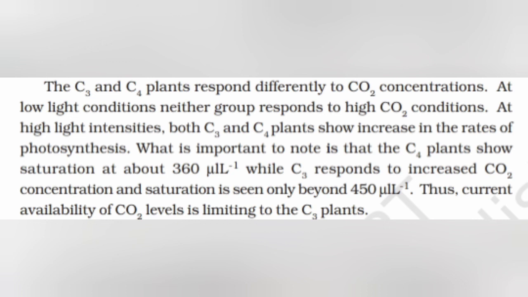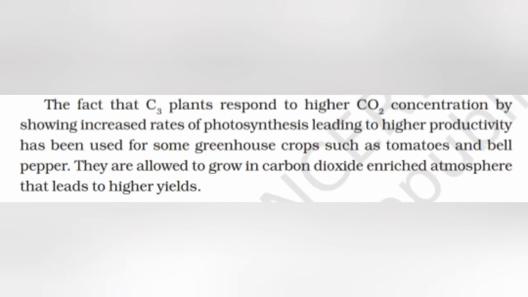What is important to notice, C4 shows saturation at about 360 microliter per liter, while C3 responds to increased concentration and saturation is seen only beyond 450 microliter per liter. Thus, current availability of carbon dioxide becomes limiting factor for C3 plants. The fact that C3 plants respond to higher CO2 concentration by showing increased rate of photosynthesis leading to higher productivity has been used for some greenhouse crops such as tomatoes and bell pepper. They are allowed to grow in carbon dioxide enriched atmosphere that leads to higher yields.